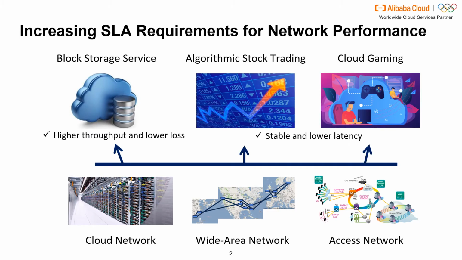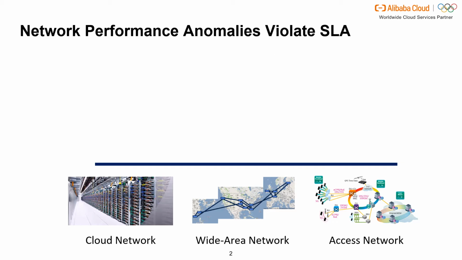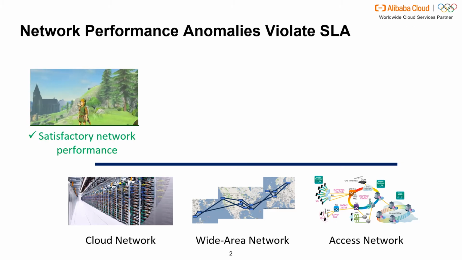On the other hand, interactive applications have become a major driving force of network business growth, while they also have strong SLA requirements, such as stable and lower latency. If networks can deliver satisfactory performance, we can get guaranteed SLA and great quality of user experience.